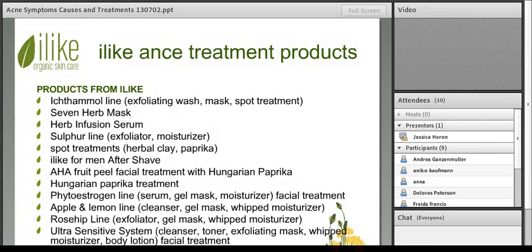With a lesser grade of acne, you can get a little bit more aggressive, like with our AHA fruit peel and Hungarian paprika treatment. That would be something we would do after the inflammatory condition subsides, and we start to see a lot less erythema present. So that would be the time that we could start peeling the skin. All right.